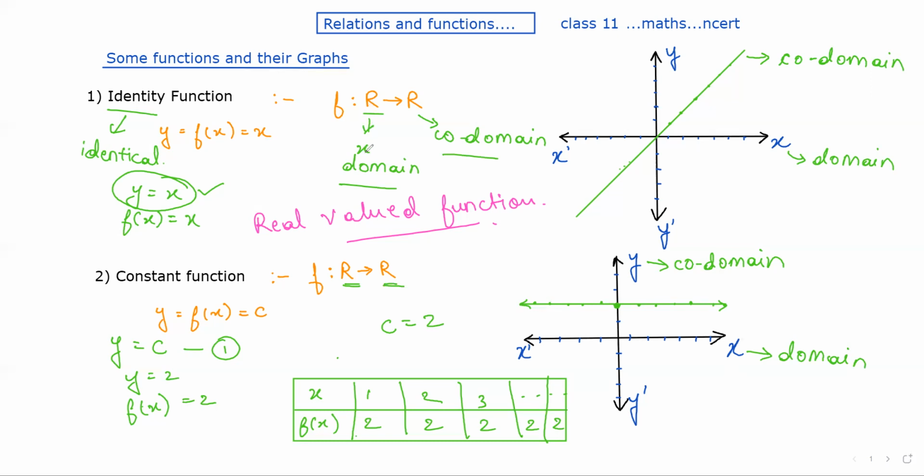Here, R is your domain and R is your codomain. But what is your range? Range will also be equal to R. Why R? Because all the values of x are being attained in y. In the second scenario, your domain is all the values of x, so your domain is real, but your range is just 2. In general, your range is C.